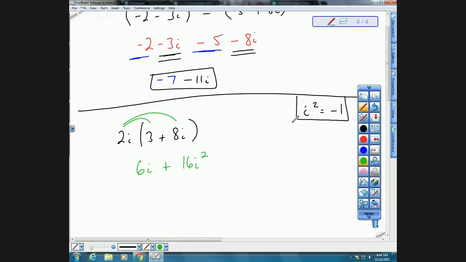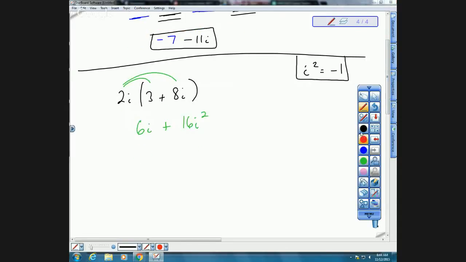Okay, but what do we know? We know that i squared equals -1. So anytime we see i squared, we change it to -1. So that would become -16. So I rewrite this as -16 plus 6i.